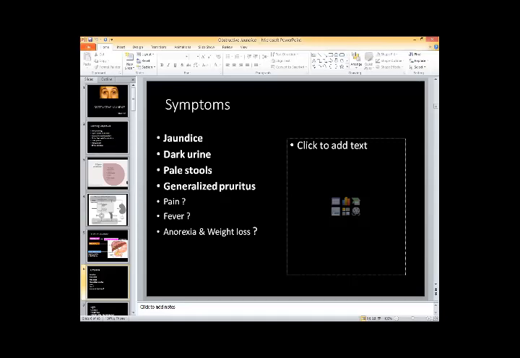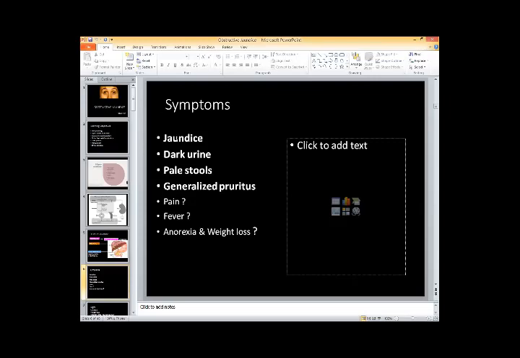So it occurs only with conjugated hyperbilirubinemia. That means only obstructive jaundice will cause pruritus, not hepatic or prehepatic jaundice, because unconjugated bilirubin does not cause pruritus. It does not stimulate the receptors of the skin for itching. So that's another specific feature of conjugated hyperbilirubinemia, which means obstructive jaundice.